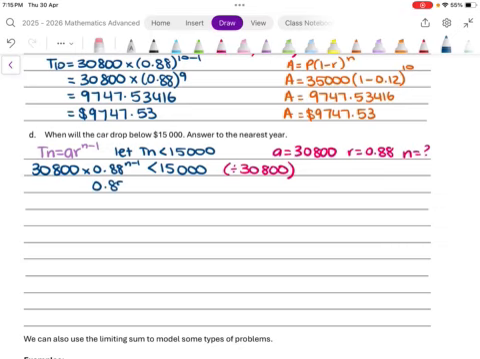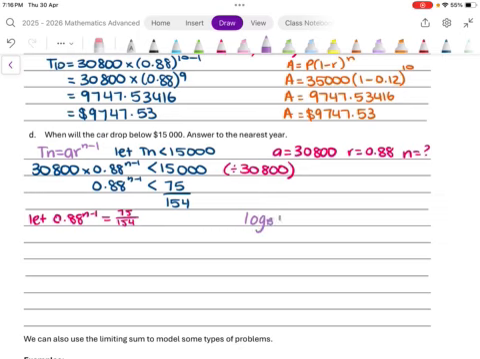leaving us with 0.88 to the power of n minus 1 is less than 75 on 154. Now, we're going to need to log this, but we have an inequality. So from here, we are going to say let 0.88 to the power of n minus 1 equal our 75 on 154, and we need to use our log BAP with this.